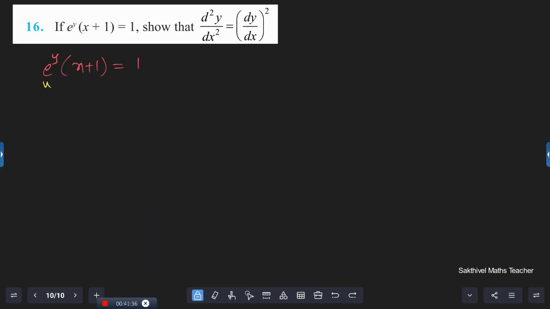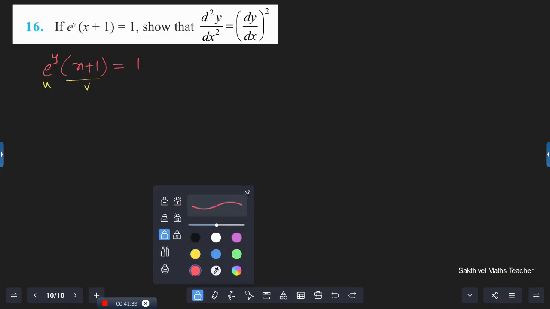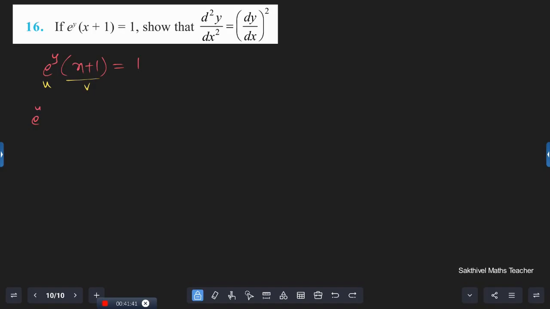Means this one is u. This fully I'm taking as v. Differentiate: e power y, when I differentiate e power y, it is dy divided by dx. v, x plus 1, as it is. Plus e power y, let it be as it is. Differentiating x plus 1 with respect to x, the derivative of x is 1 and the derivative of 1 is 0. So e power y, dy by dx, then what I am getting: e power y, let it be, dy divided by dx into x plus 1, plus e power y into 1.